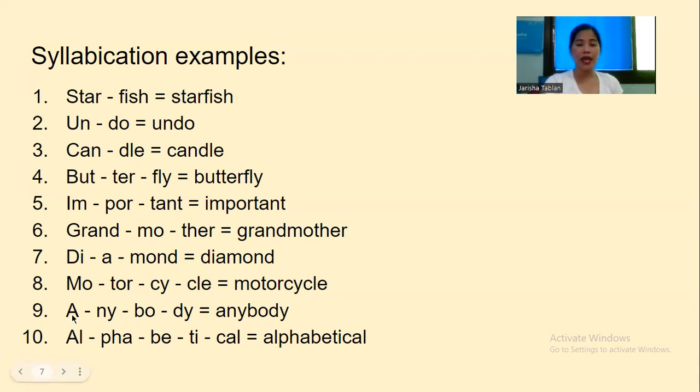Anybody. This is letter A. The sound is A. But in this word, you should not pronounce it as A. No, that is pronounced as A. Anybody, anybody. Okay? All right. Next, number 10.